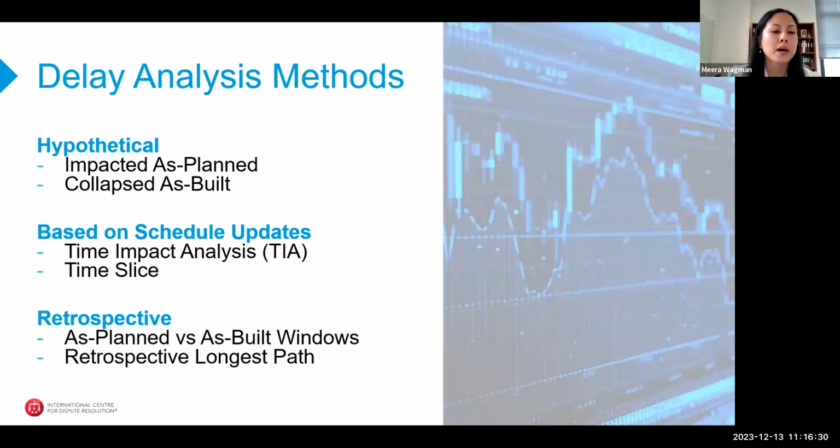Next, please. And I know I'm running out of time, so just categorizing those, the first 2 are the modeled or hypothetical types of delay analysis, which may have challenges getting compensable delay. The middle 2 are methods that are really based on the schedule updates themselves, the P6 schedules. And then the retrospective, especially the as-built windows method, is highly recommended for after the fact forensic delay analysis.